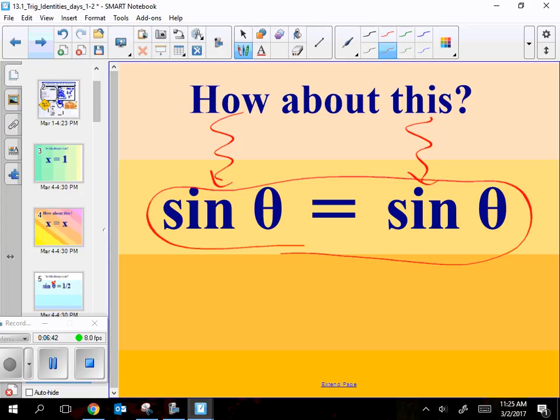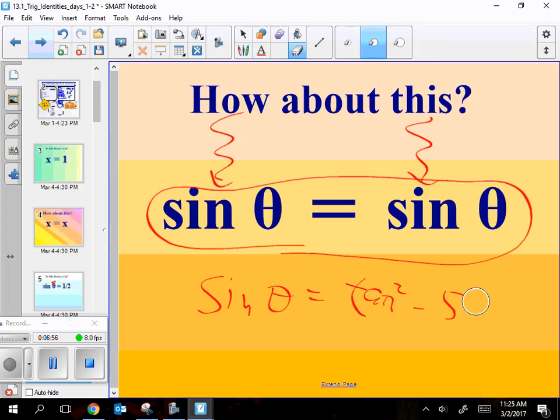If we have a statement like sine of theta is equal to tangent squared minus 5, that might even be true sometimes, but it's not a true statement all the time. You have to have it come down to equal exactly the same thing on both sides.